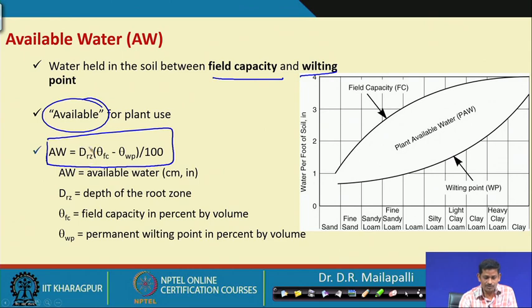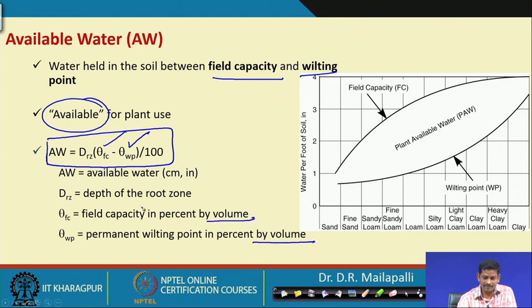So, this is the root zone depth, and theta FC is the moisture content at field capacity, and theta WP is the moisture content at wilting point, divided by 100 because this is in percentage. So, we need to divide by 100. And theta FC and theta WP are all on a volumetric basis.